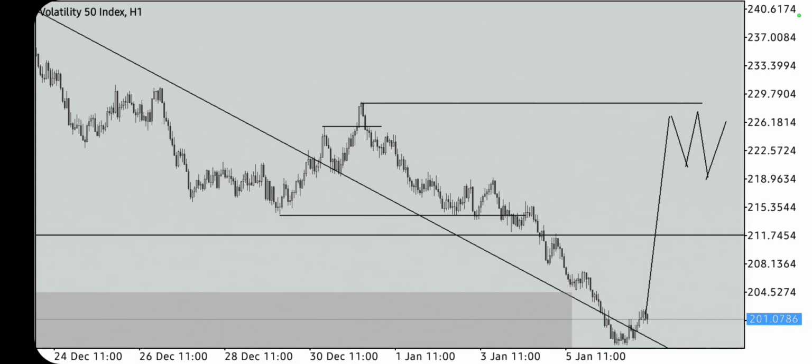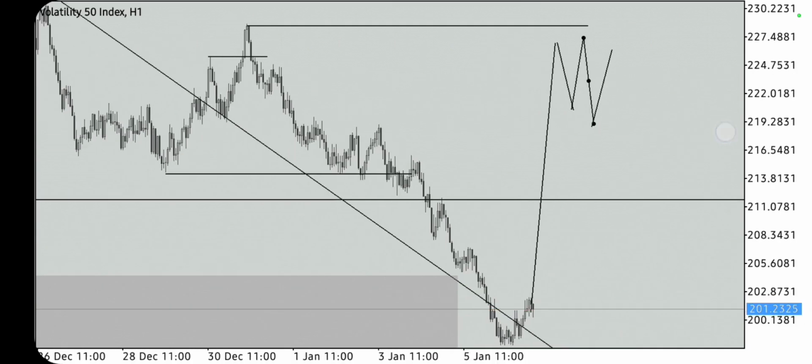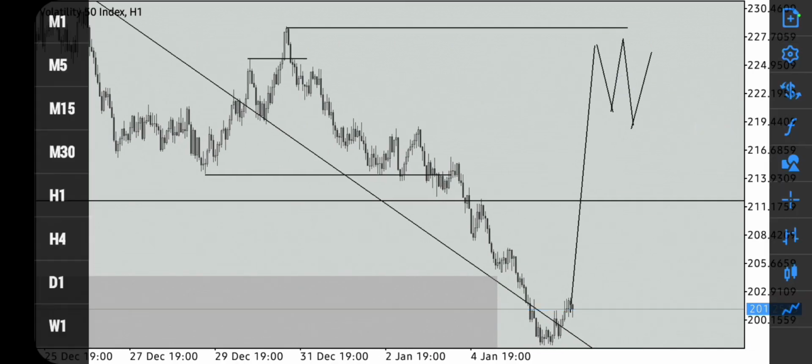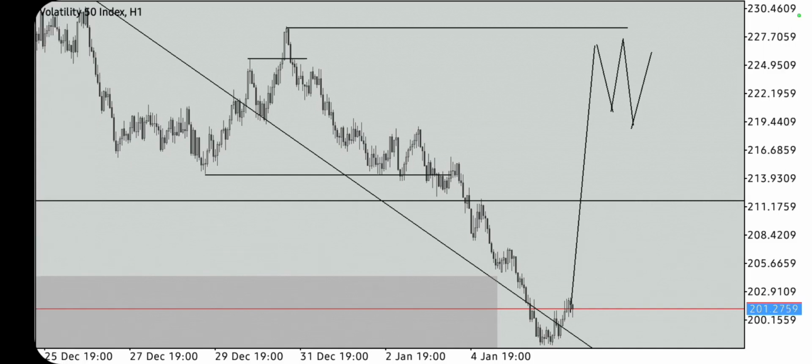But right now you can just do yourself so much good by staying off the market. Wait for the market to break either to the upside or to the downside. Don't just enter the market anyhow. It's really that's going to work for you. So here is the analysis, or here is my bias for Volatility 50 Index.